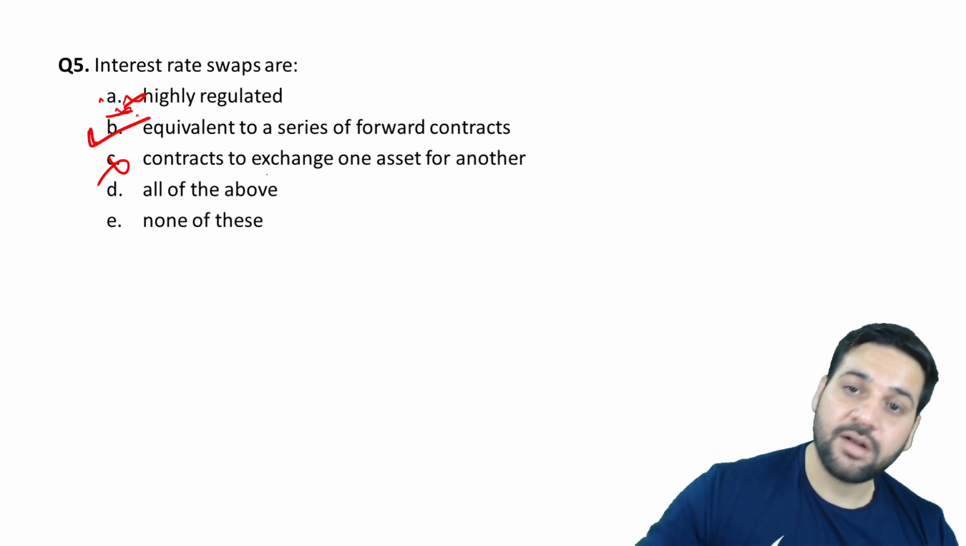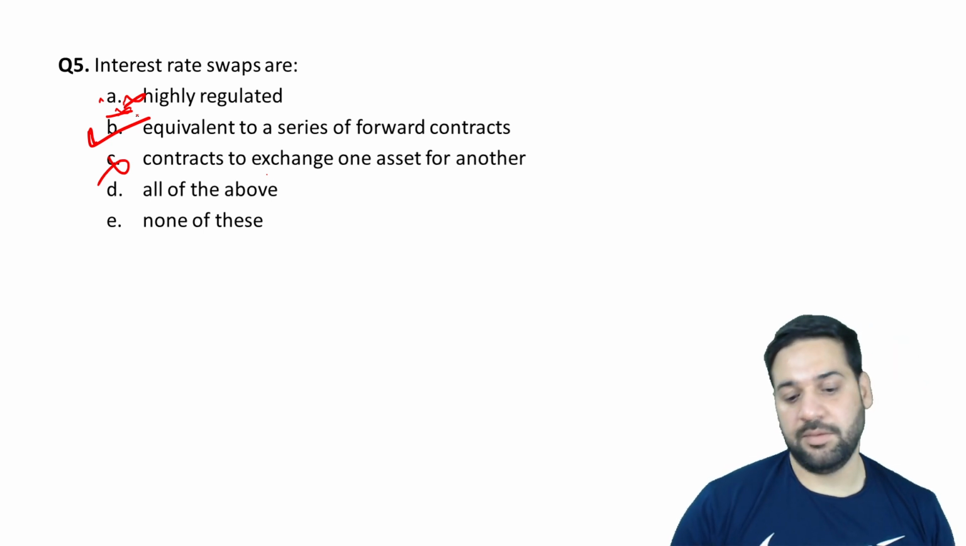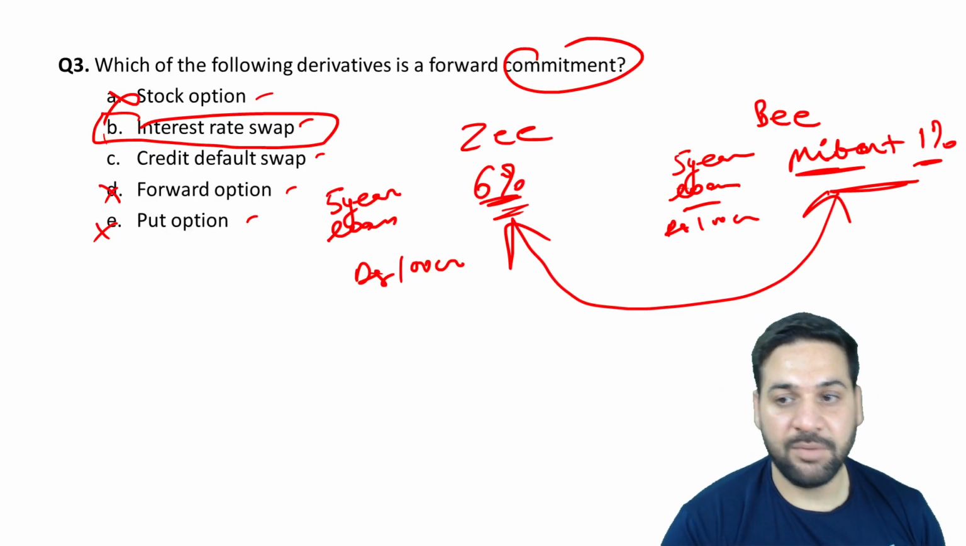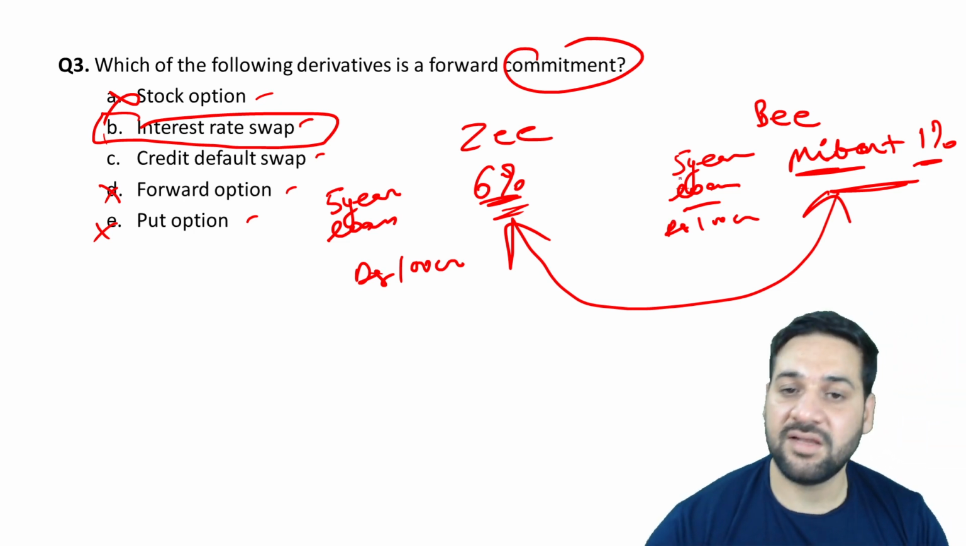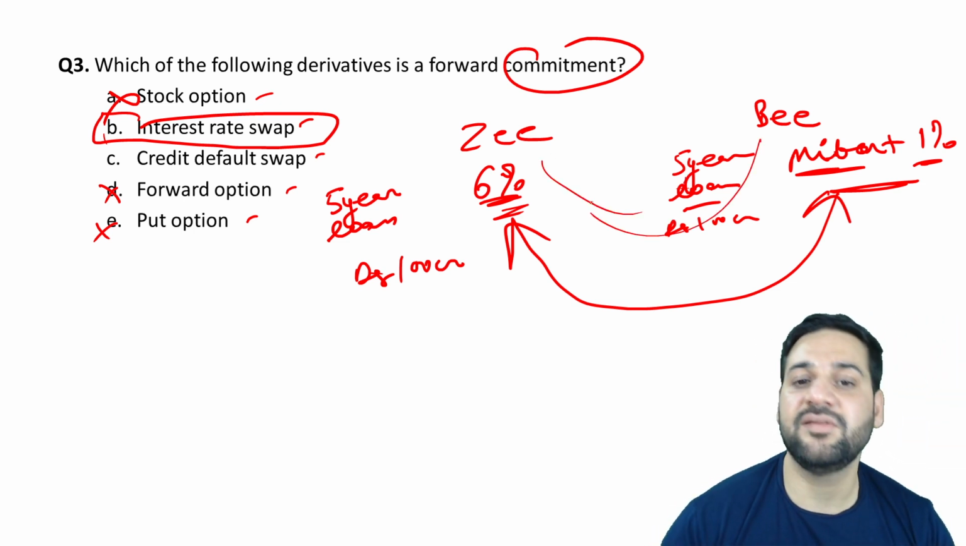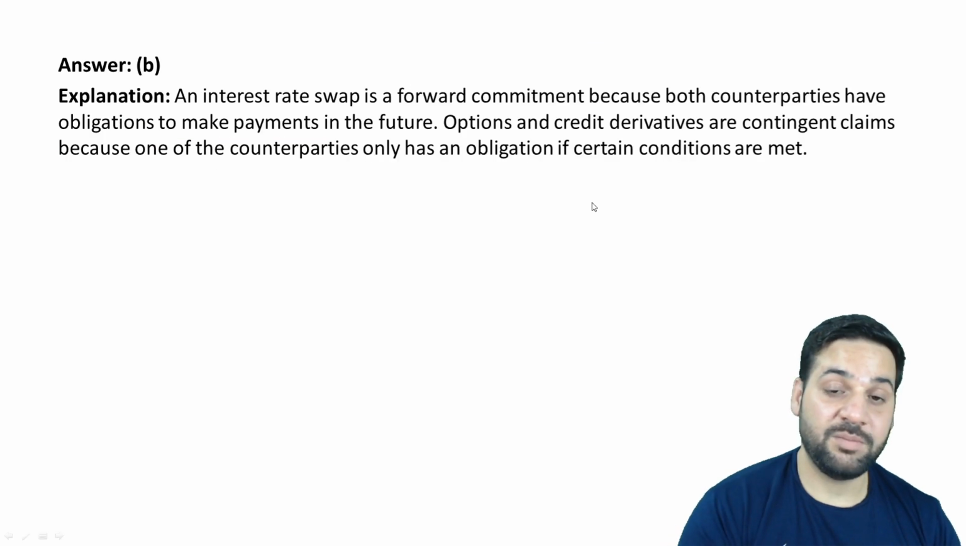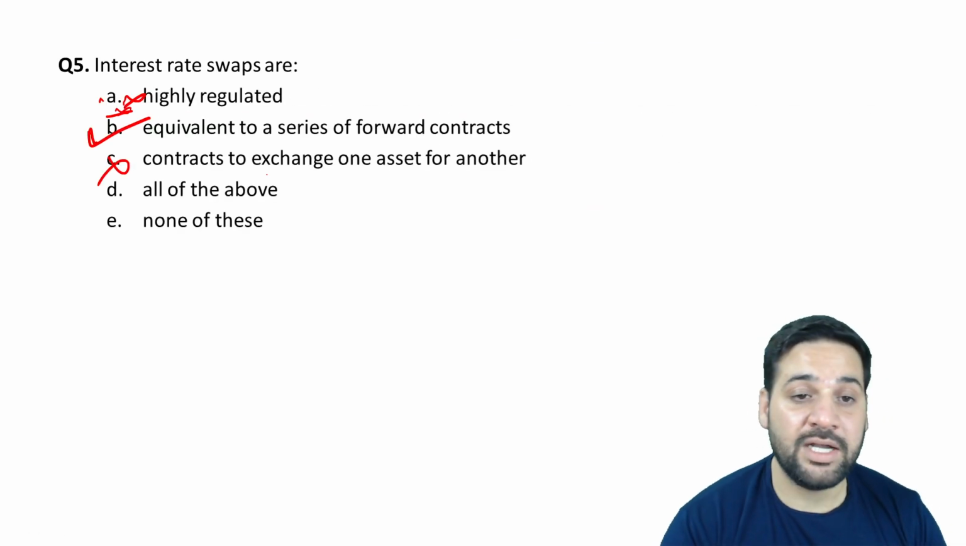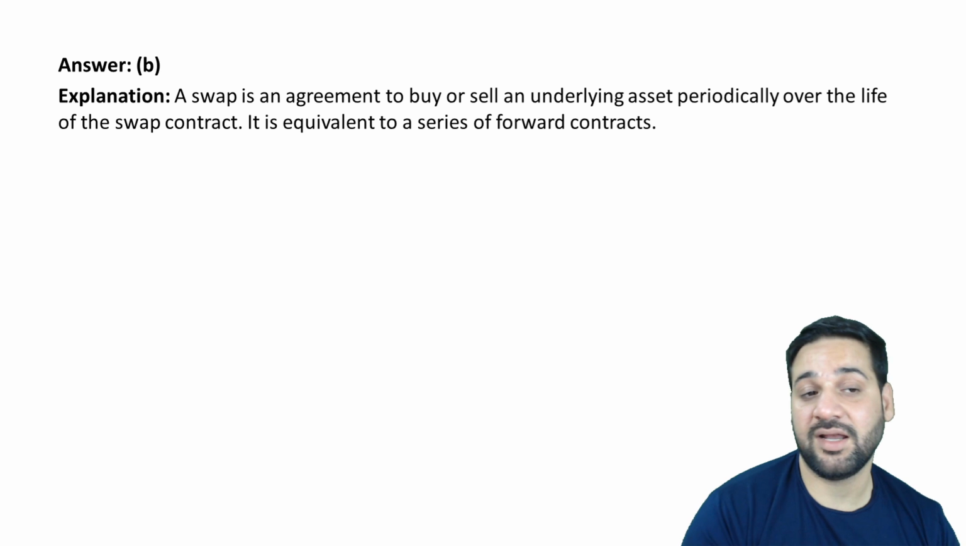Okay. Every year, let's say if the MIBOR rate goes up, there is an agreement every year: either Z pays B or B pays Z, whatever the commitment is. So it is equivalent to a series of forward contracts. So B is the correct answer.